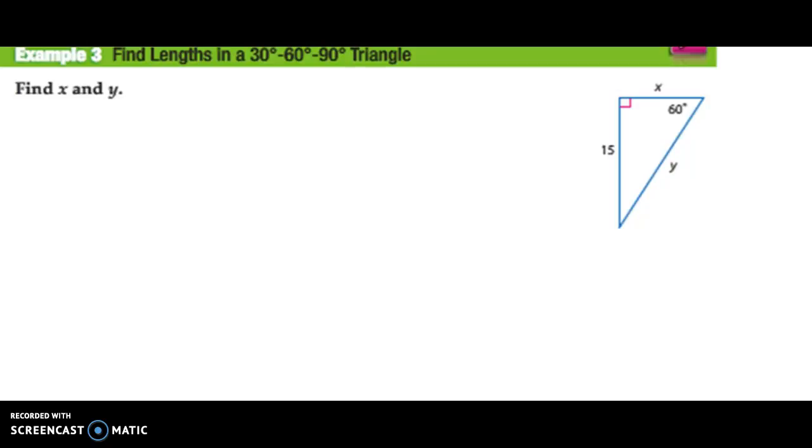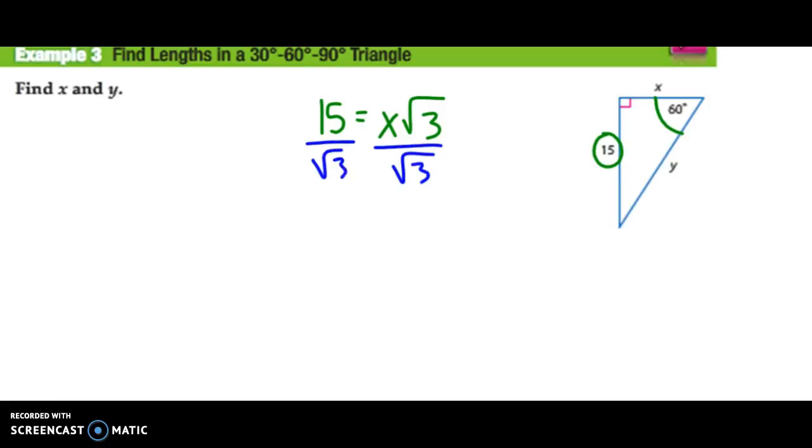Now, in example 3, 15 is that side B that's across from the 60 degrees. So that means that 15 is equal to x times the square root of 3. And just like we did in the last example, example 2, we divide both sides by the square root of 3 to find just what x is. And so we say x is equal to 15 over the square root of 3. Now we don't like square roots in the bottom, so just like we did before, we're going to multiply the top and bottom by that square rooted amount.